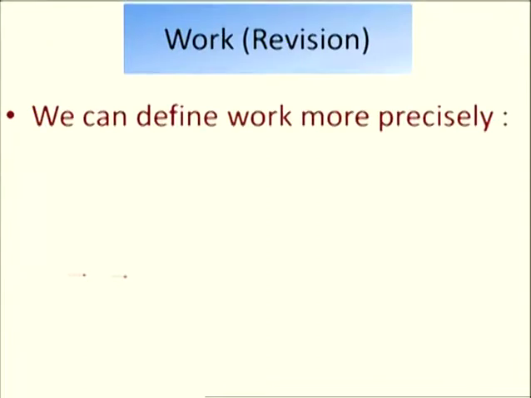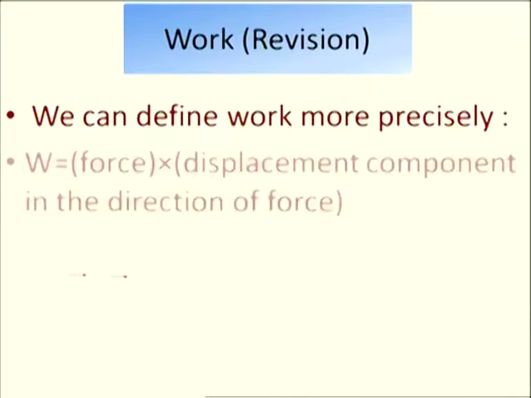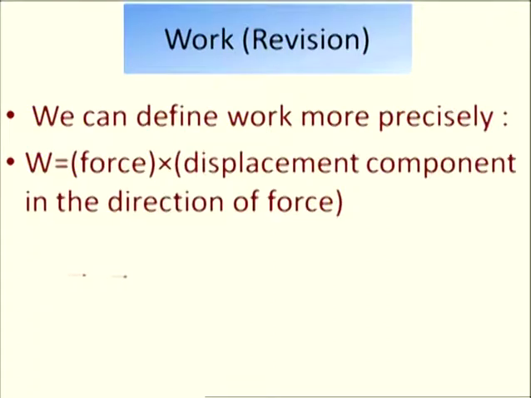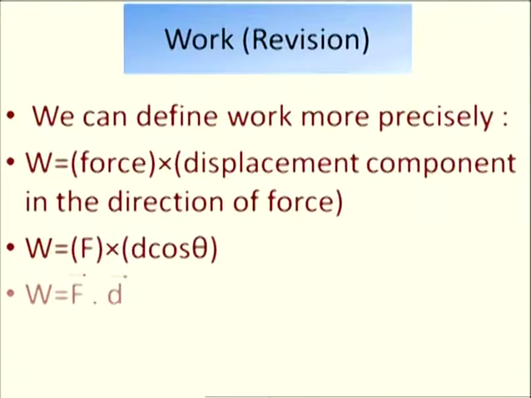We can define work more precisely. If work is W, then W is equal to force multiplied by the displacement component in the direction of force. So work is equal to F cross D cos theta, and in vector form, work is equal to vector F dot vector D. So let us understand this again.